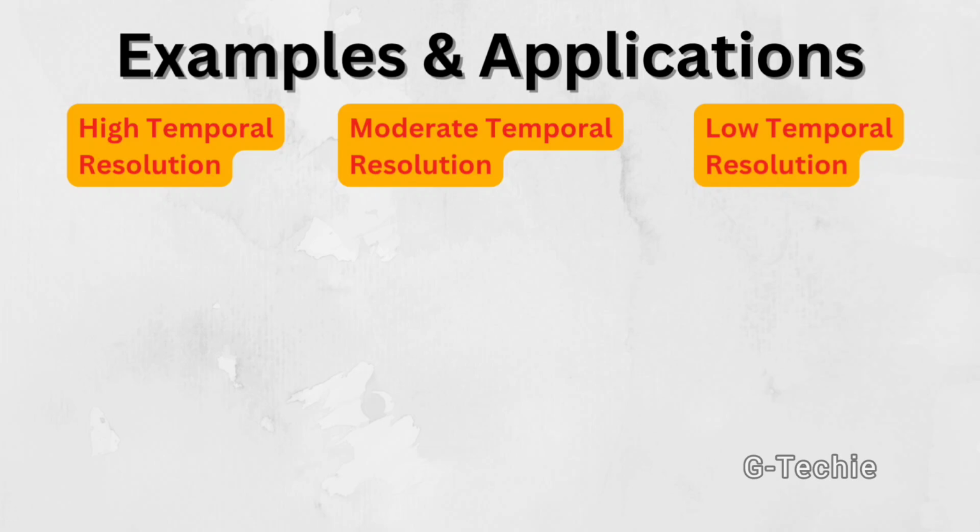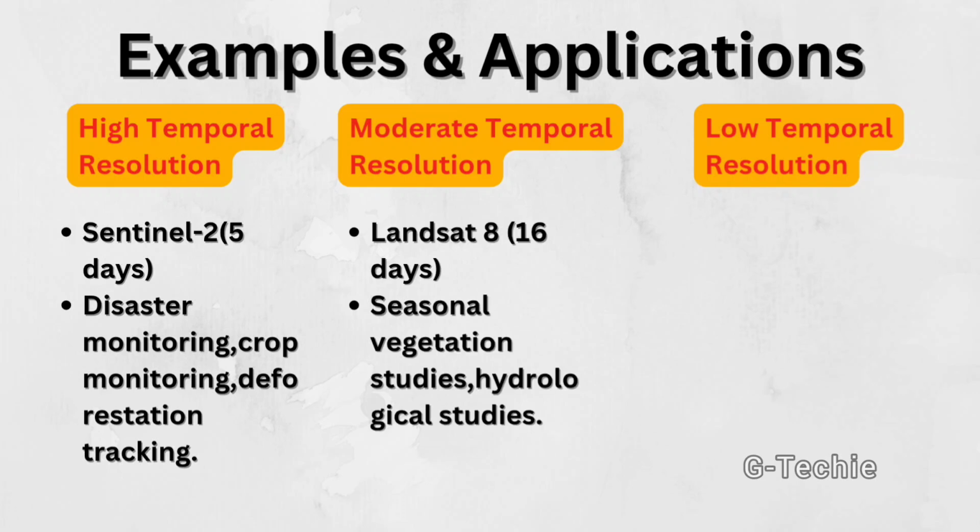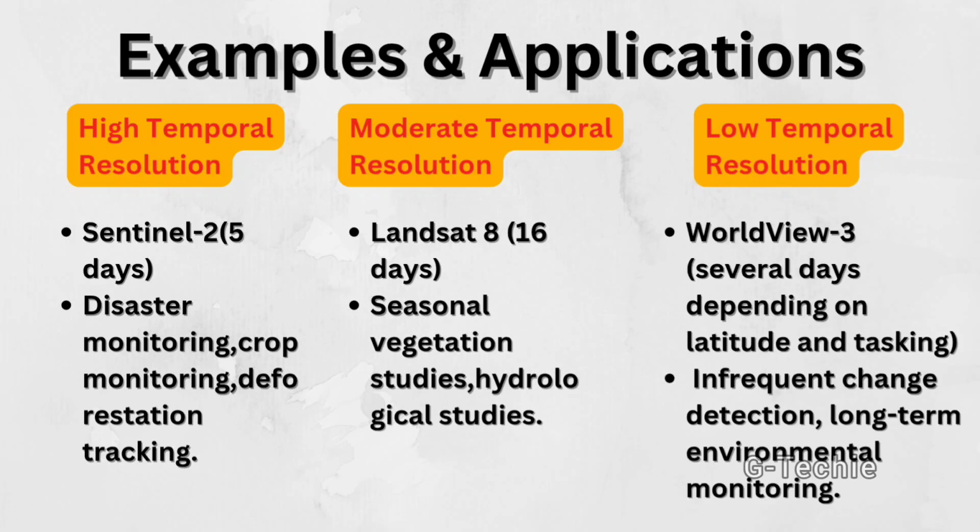Here the resolution is categorized under the revisiting time. For high resolution, the revisiting time is 5 days, for Sentinel-2, so it is mainly used for disaster monitoring, crop monitoring, deforestation tracking, etc. And for the moderate temporal resolution, Landsat 8, it takes 16 days, used for seasonal vegetation studies, hydrological studies, etc. And for the low temporal resolution, ViewS 3, several days depending on the latitude and tasking. Infrequent change detection and long-term environmental monitoring we can do from this.